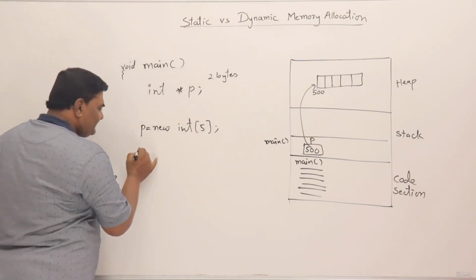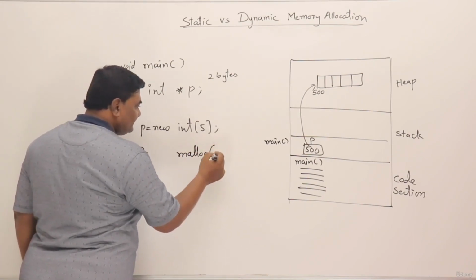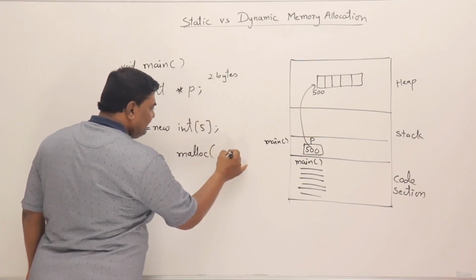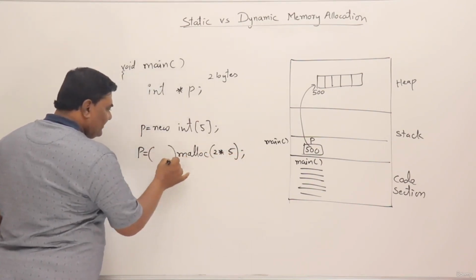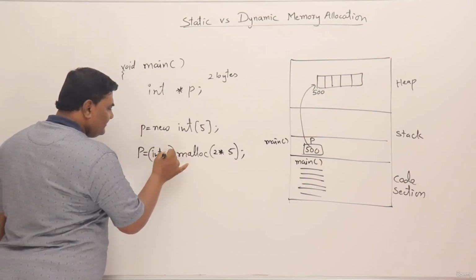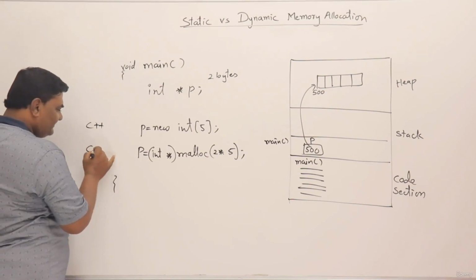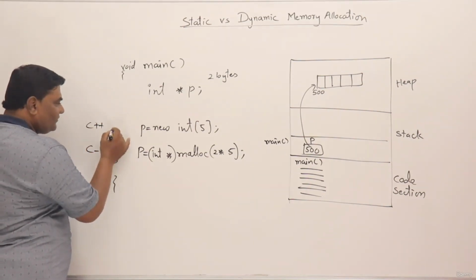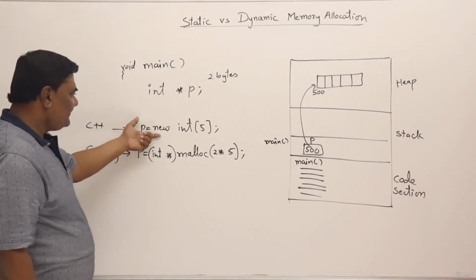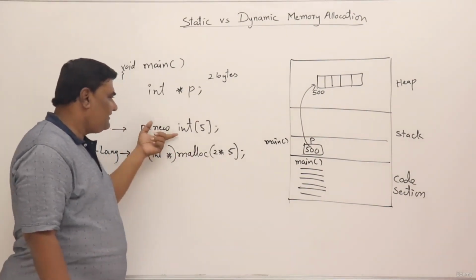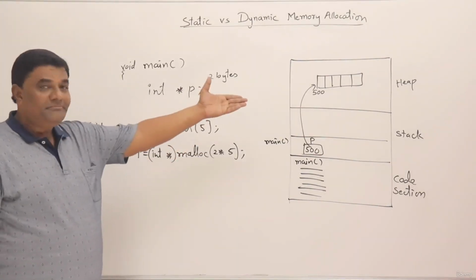But if I write the same thing in C language, then I have to use the malloc function, and I want 5 integers. Assume an integer takes 2 bytes, so this is 2, and I have to typecast it as integer type. So this is the code for C++, and this is the code for C language. Most of the time I'll be using this one, as this one is a little lengthy. So that's all. New is used for allocating memory in the heap.